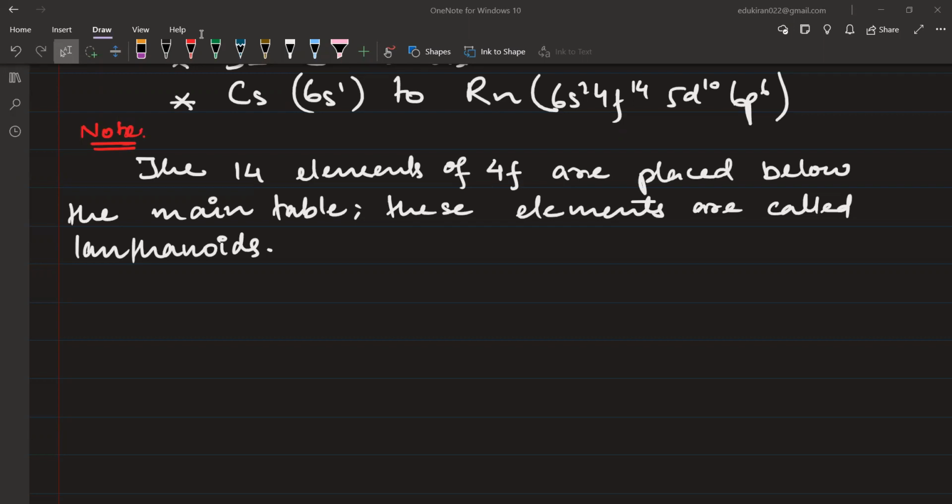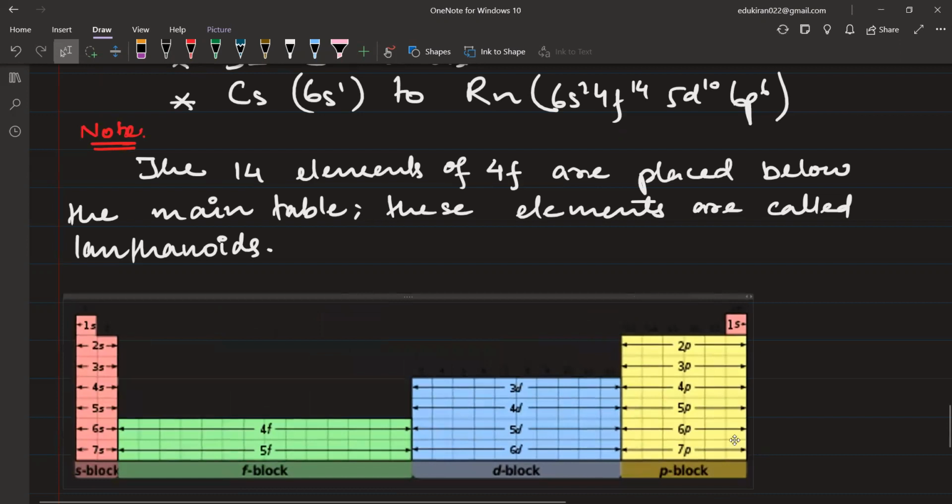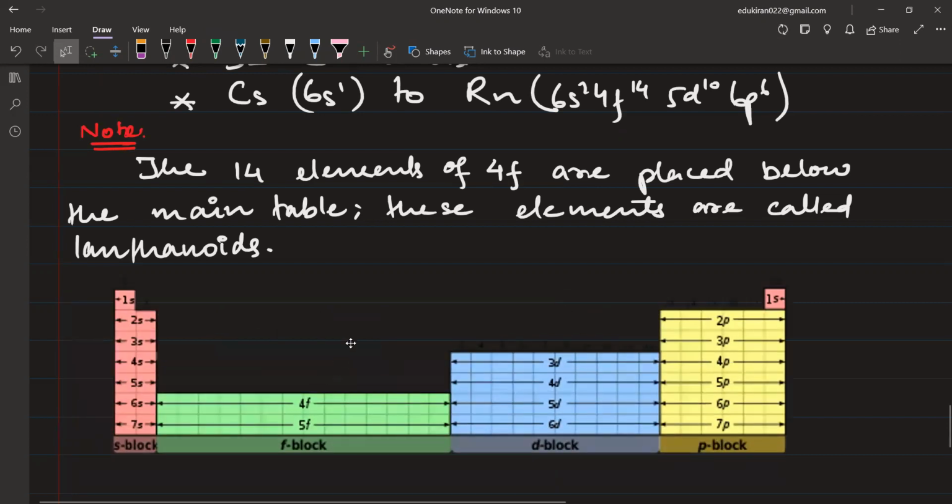Nowhere else; it would be in between s and d. Okay, so your table would look something like this. See how much area this f block is taking, and it is not very much used also. Okay, so that is why they have just placed it below.